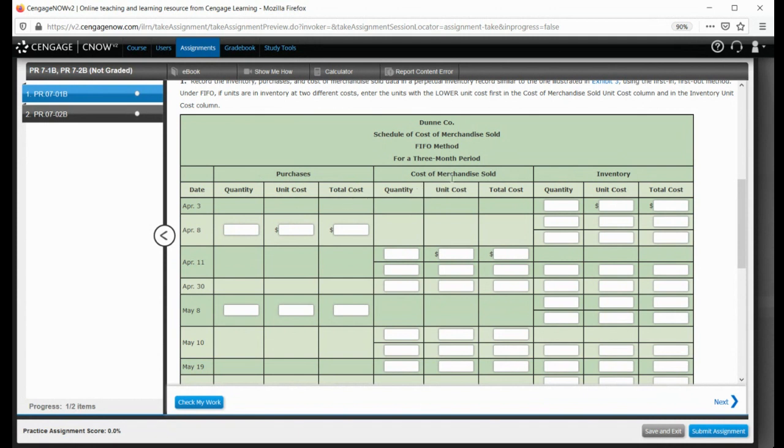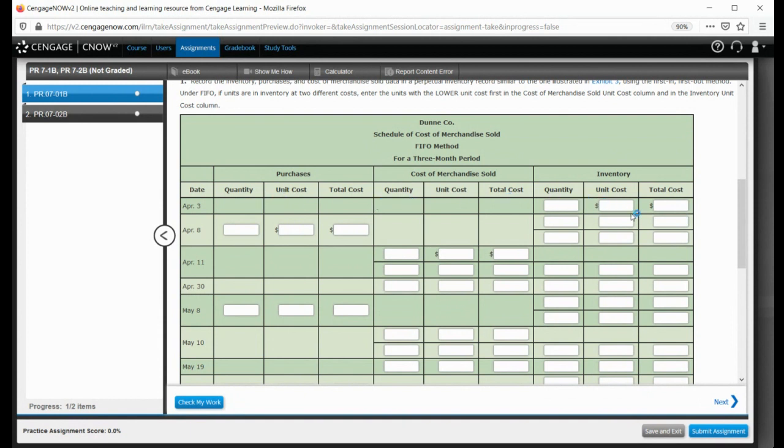The cost card also has on it a place for cost of merchandise sold. Notice it too is made up of the quantity of units that you've sold, the cost of the units sold, and the total cost. The ending amount of inventory is also made up of a quantity column, a unit cost column, and a total cost column.